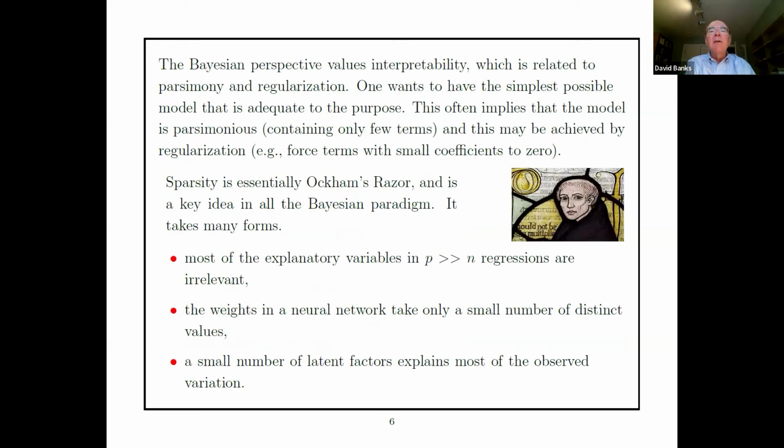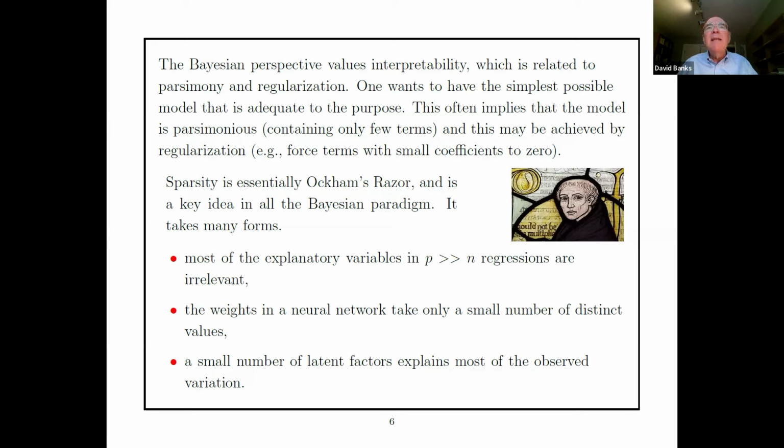One of the great values of the Bayesian perspective is interpretability. Getting insight into what's driving a problem is very important. Machine learning often dismisses interpretability in an attempt to do sort of 0.5% better in terms of predictive accuracy. And if you're Amazon or Google, that's important. But if you're trying to start to analyze a new problem or address a novel situation, understanding and interpretation are, I think, the very natural starting points. And interpretability is closely related to parsimony and to regularization. You'd like to have the simplest possible model that is fit to purpose. And often that means that the model contains only a few terms, and you achieve that with regularization. Basically, it's Occam's razor, but it's fundamental to Bayesian thinking.